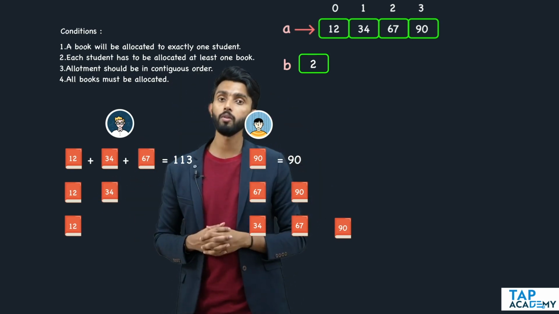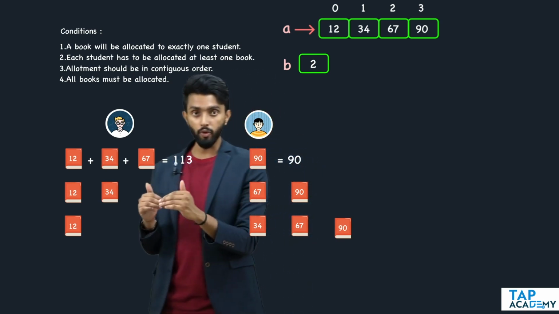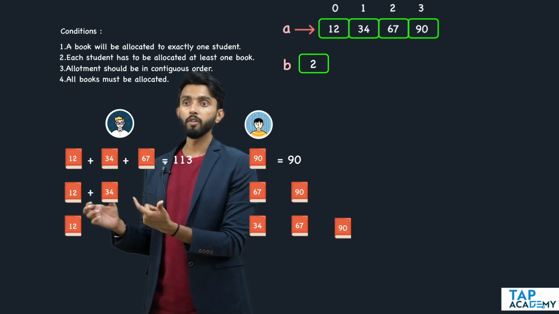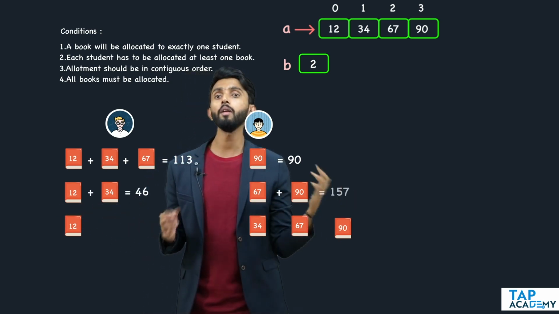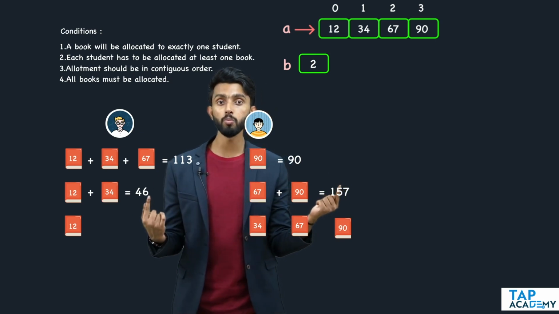It is always going to be that way. This person has a higher number of pages. How are you able to think? Next, if you notice, if I add 12 plus 34, 46 pages, 67 plus 90, 157 pages. This time, the second student has more pages than the first student.